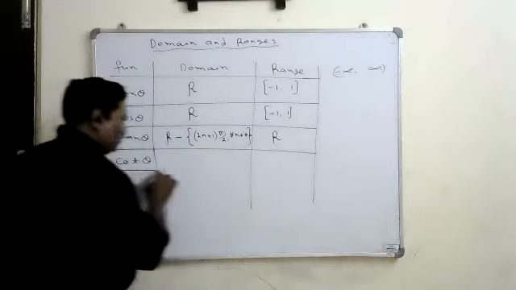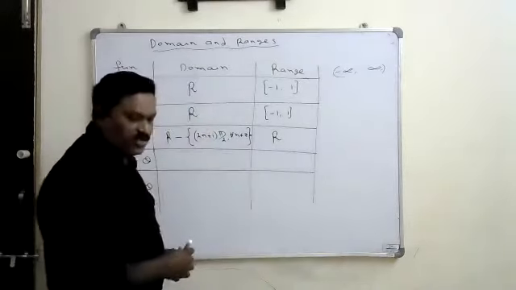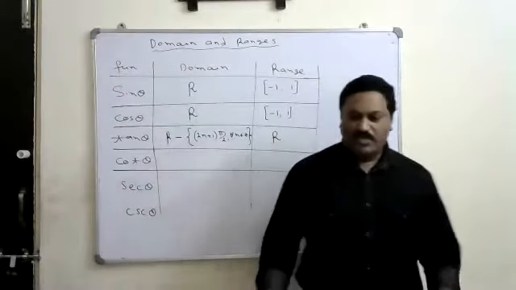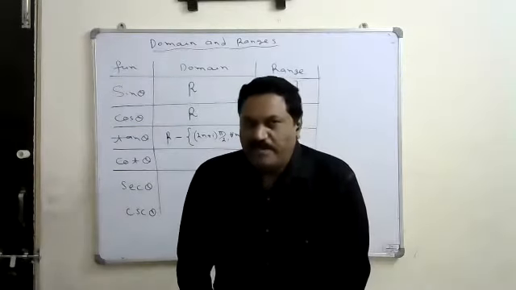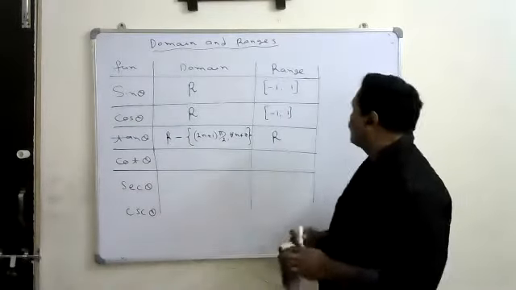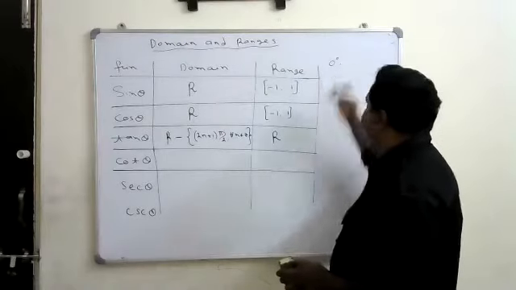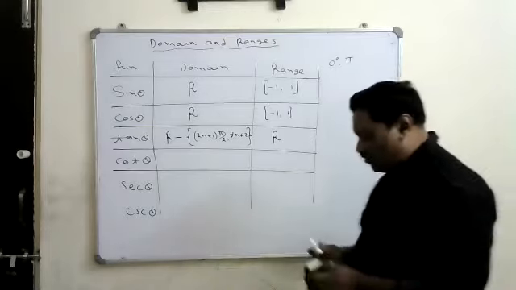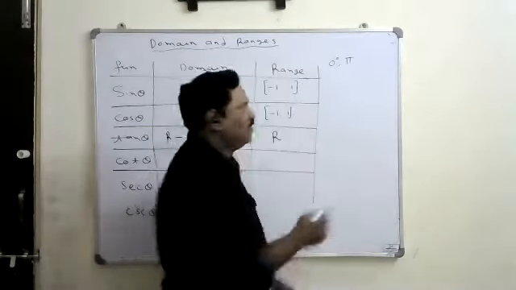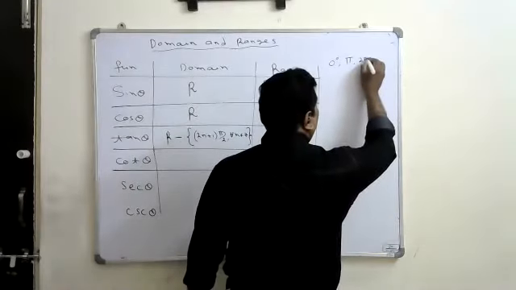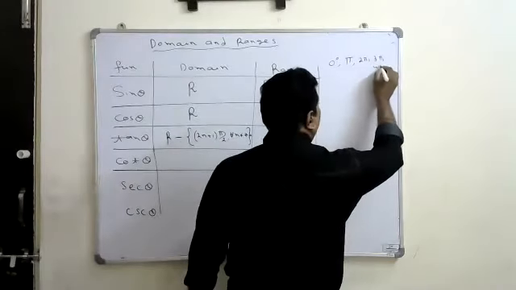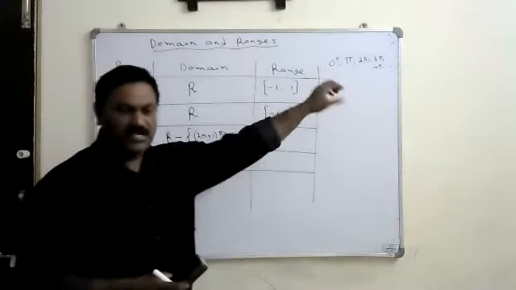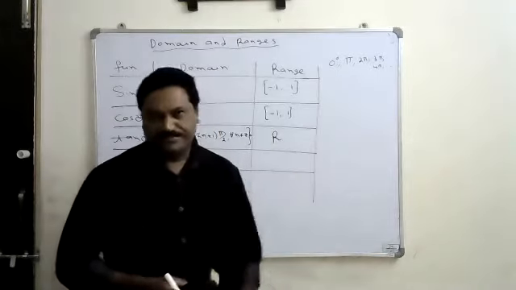Now come to cot. If you come to cot theta, observe for what angles it is giving not defined. 0, 180, 360, 3 pi, 5 pi, etc. For these angles, cot is going to give not defined.